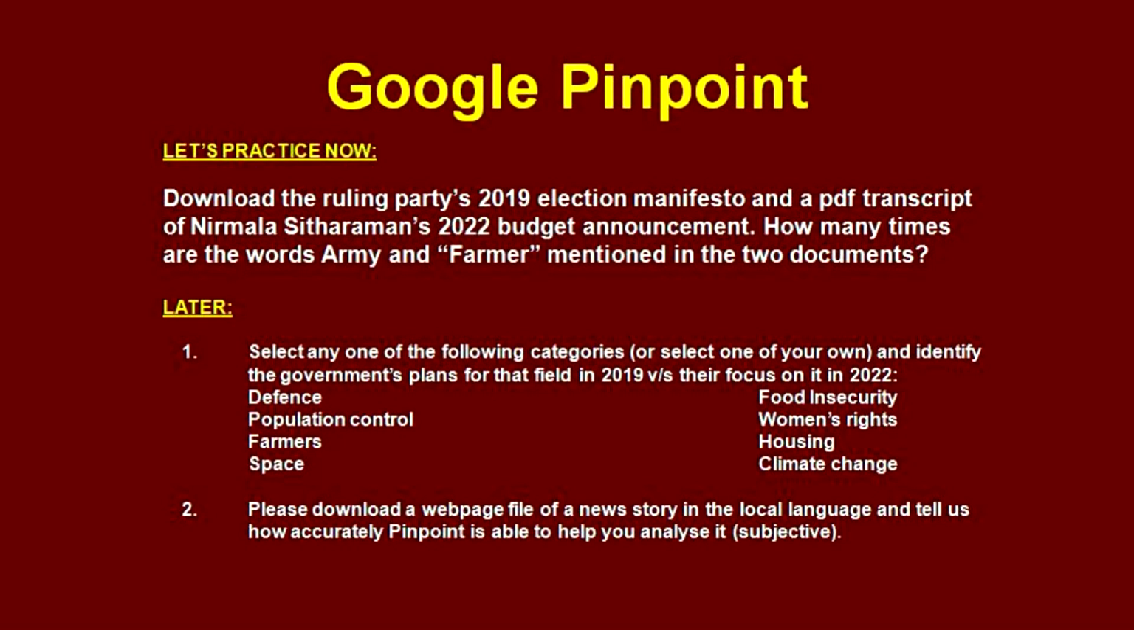So it's a very good exercise for you. You can go to Pinpoint and you can download the election manifestos of the ruling party and the different political parties, and you can search through those manifestos to see, okay, how many times defense, how many times population control, farmers, these words are used, right? I'm talking about the 2019 election manifestos for the different political parties, and you can analyze that. Okay, what are the important words in different manifestos?